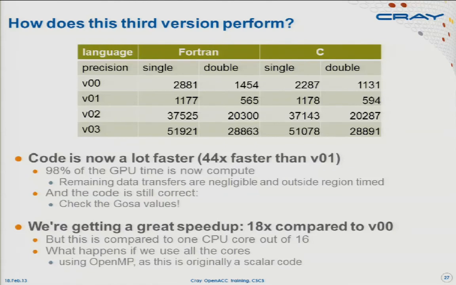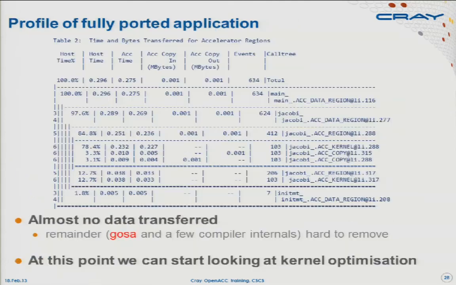In fact, that number's out of date, because I had to redo all of these numbers for Kepler. The point is we're going so much faster than the CPU, but that was to one core. What happens if we run the OpenMP?